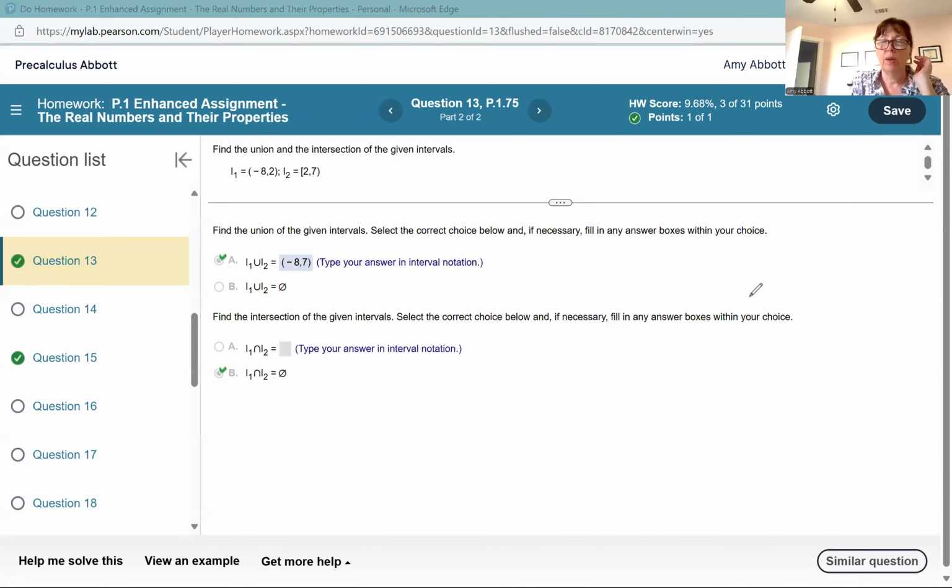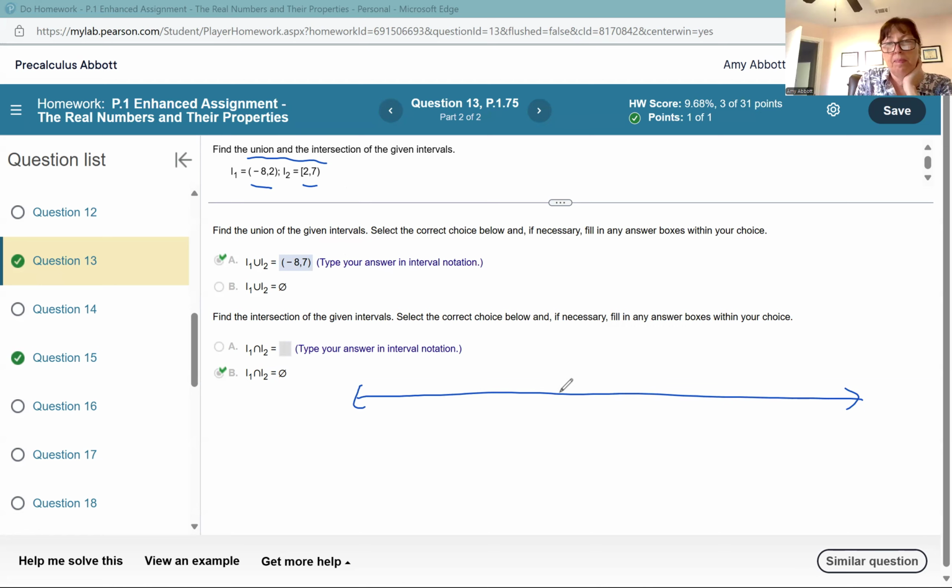We had some questions on the homework. These questions were about unions and intersections. So if we had the set -8 to 2 and the other set 2 to 7, what is the union and the intersection? I'd recommend just drawing yourselves a number line.